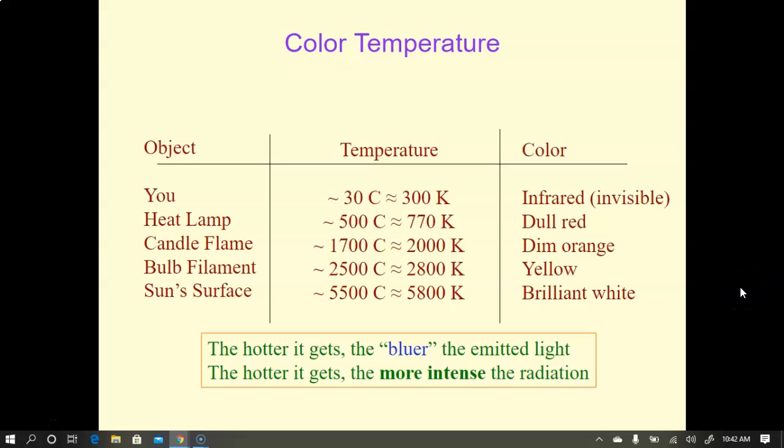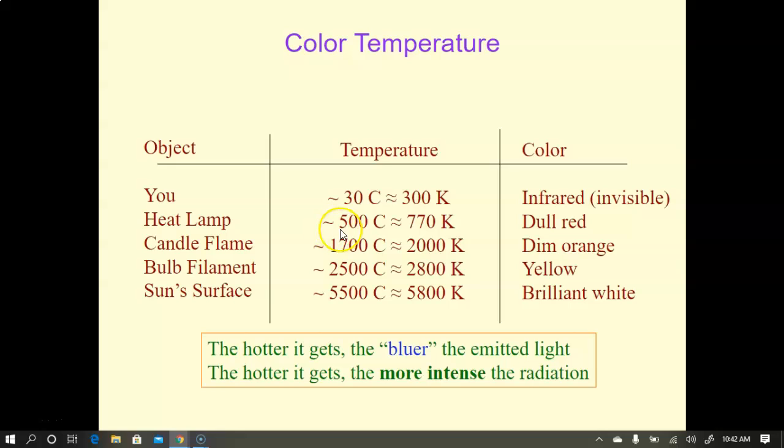Okay, this is just a comparison of the type of colors given off by objects. So all of us who have a temperature of roughly the 30 degrees Celsius range, we give off infrared radiation. So it's invisible to our eyes. It is detectable by some animals, but we can't see it. And that is right below the visible spectrum.